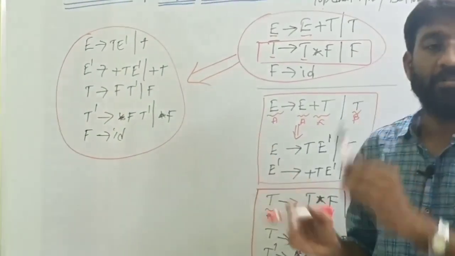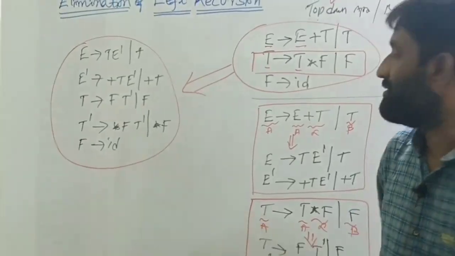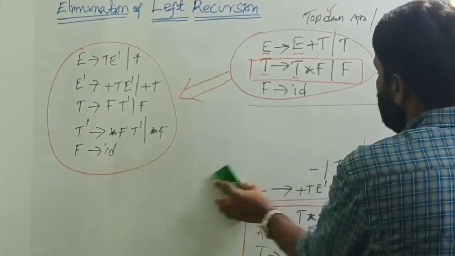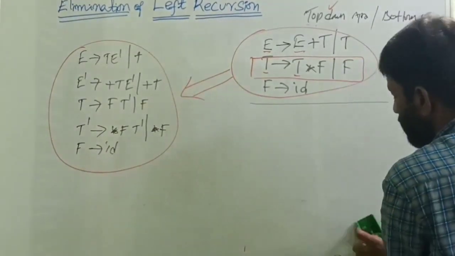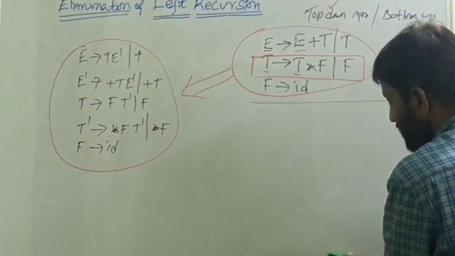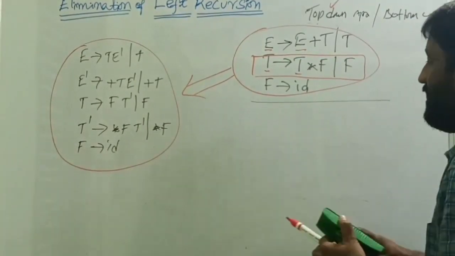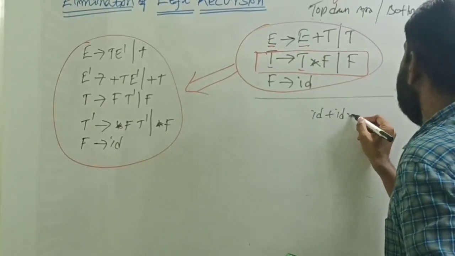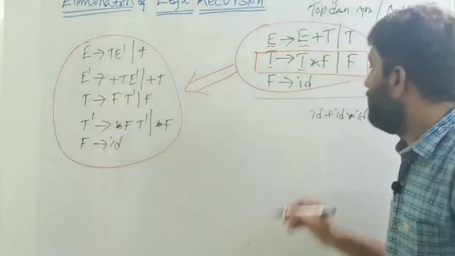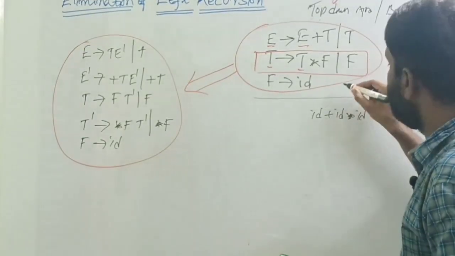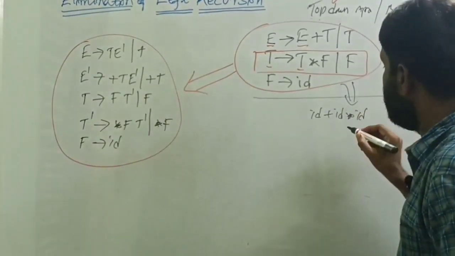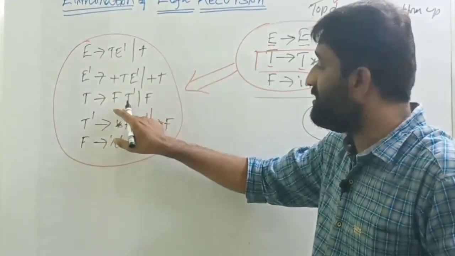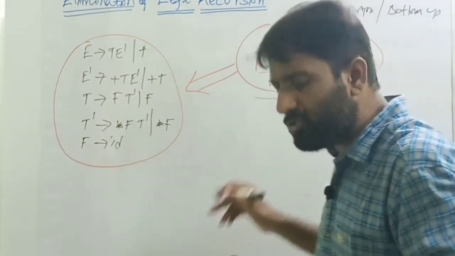Okay, see, one important thing here is you can cross check whether your answer is right or not also. As you know, in the last lecture we understood this grammar generates one string. What is that string? id plus id star id. This grammar, the one which has the left recursion, generates it. The same string should be generated by this grammar also, the grammar without left recursion. We can cross check this.